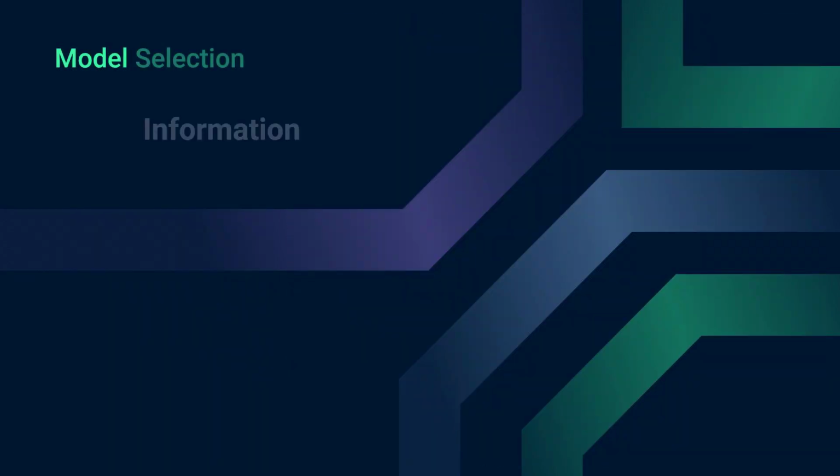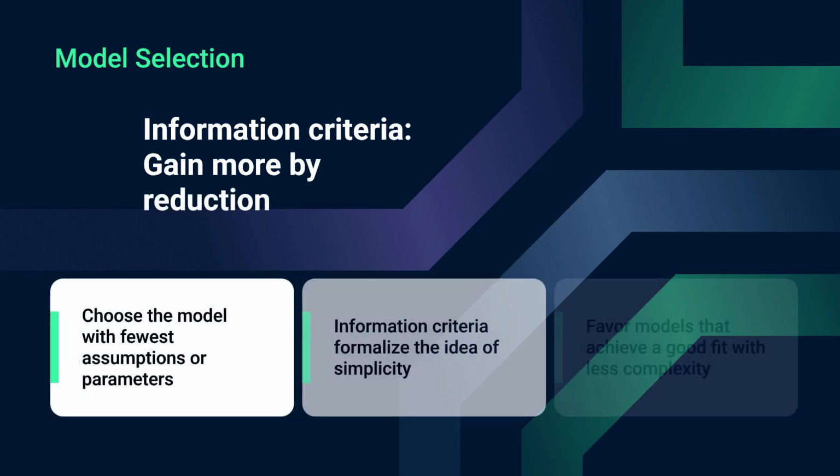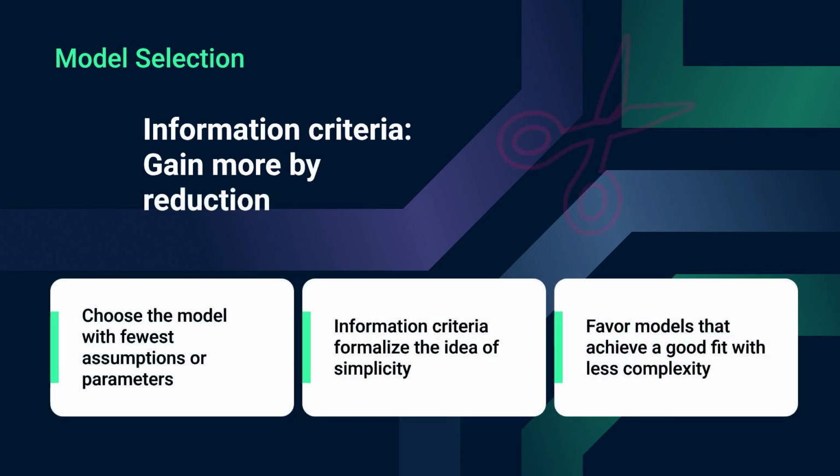It posits that when faced with competing hypotheses that equally explain the observed data, the one with the fewest assumptions or parameters is generally preferred. The information criteria formalize this intuitive idea within a statistical framework. By penalizing models with more parameters, they explicitly favor models that achieve a good fit to the data with less complexity. In other words, you can gain more by trimming redundancy.